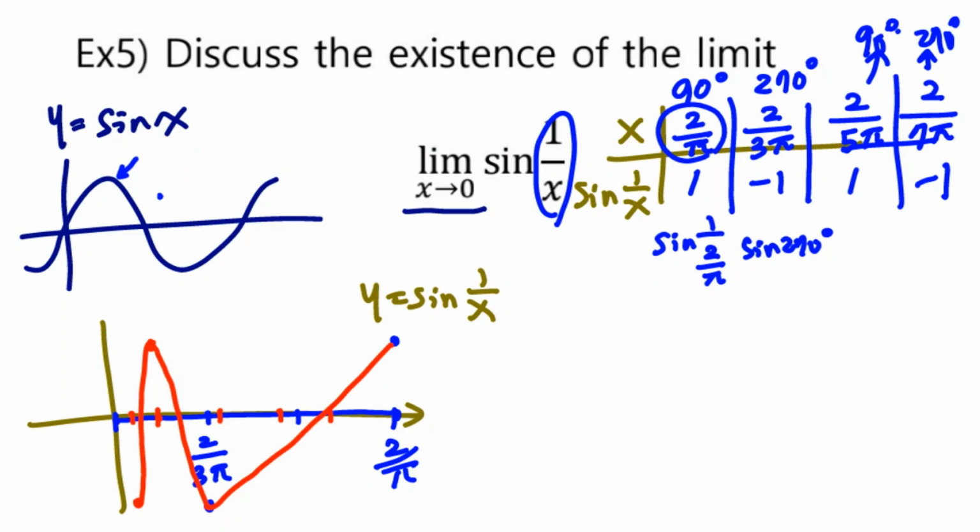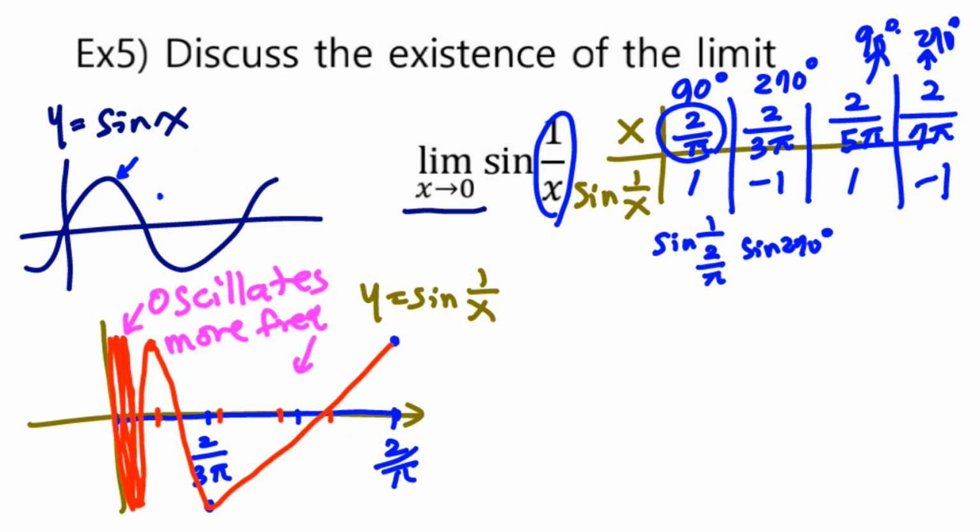The question is, what's going to happen around 0, near 0? The answer is, it's going to oscillate faster and faster and faster. So this part here is kind of wide, but as it gets closer and closer to 0, it oscillates more and more frequently. What if it's right next to 0? Then I think it's going to oscillate infinitely frequently.